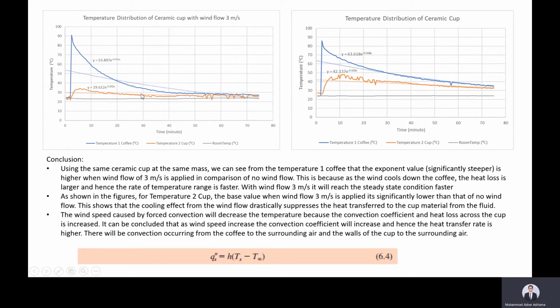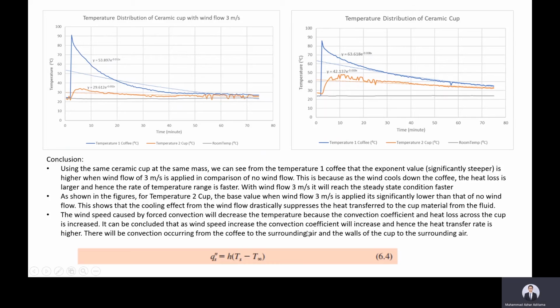Furthermore, the wind speed caused by the forced convection will decrease the temperature because the convection coefficient and the heat loss across the cup are increased. Therefore, it can be concluded that as the wind speed increases, the convection coefficient will increase. If we relate the temperature distribution and the rate of temperature change with Newton's law of cooling, we can see that as the wind speed increases, the convection coefficient will increase, and therefore the heat transfer rate is higher.